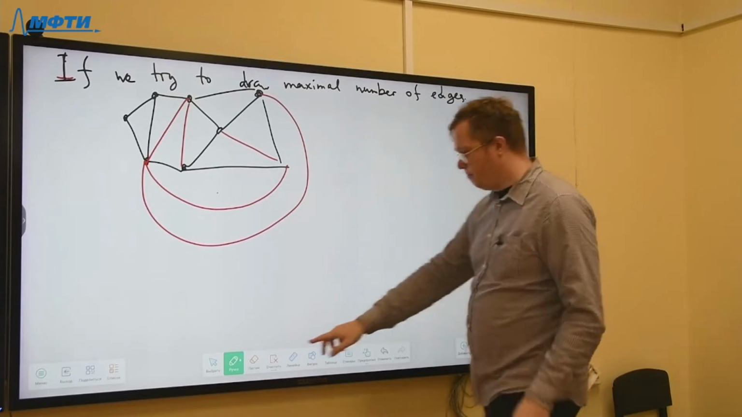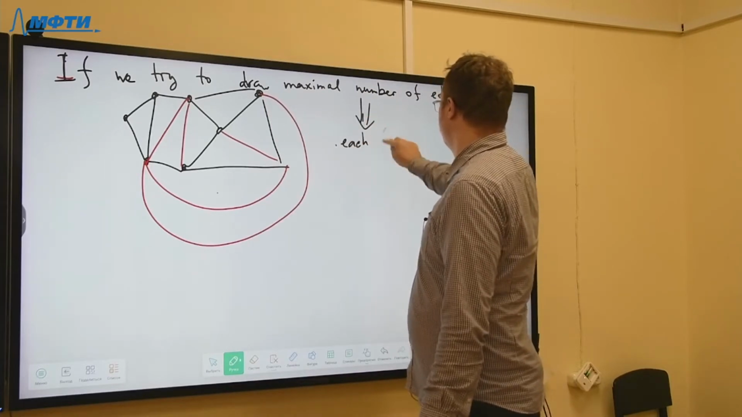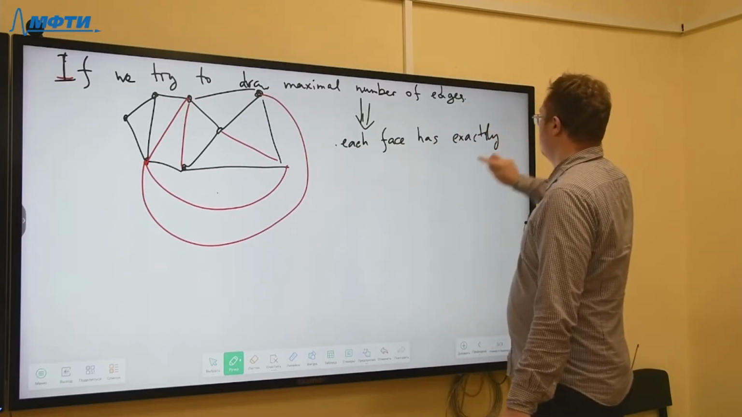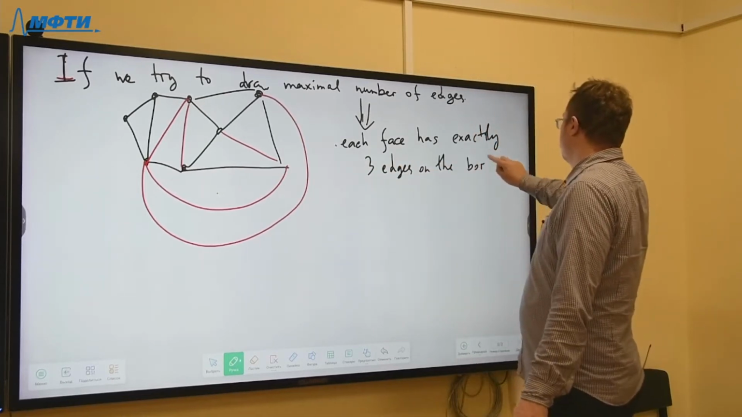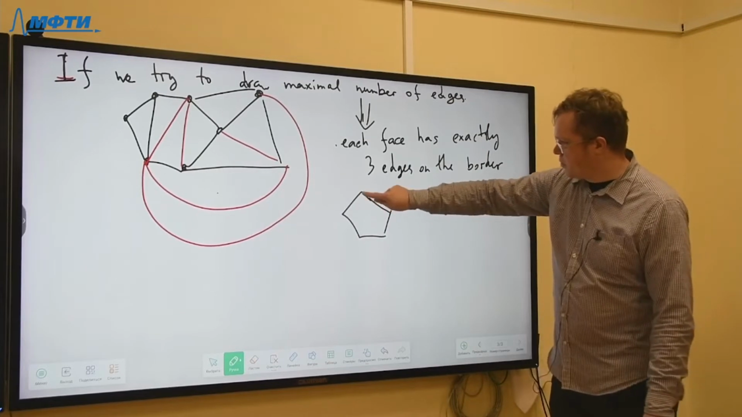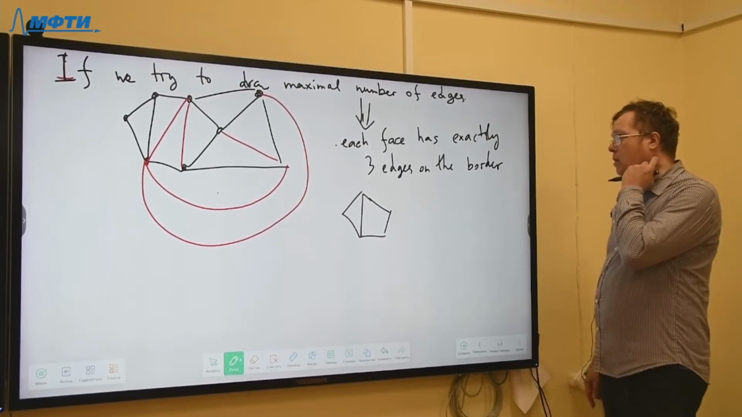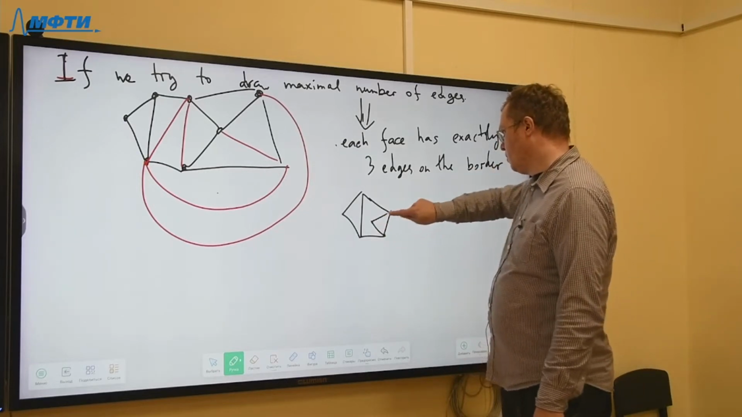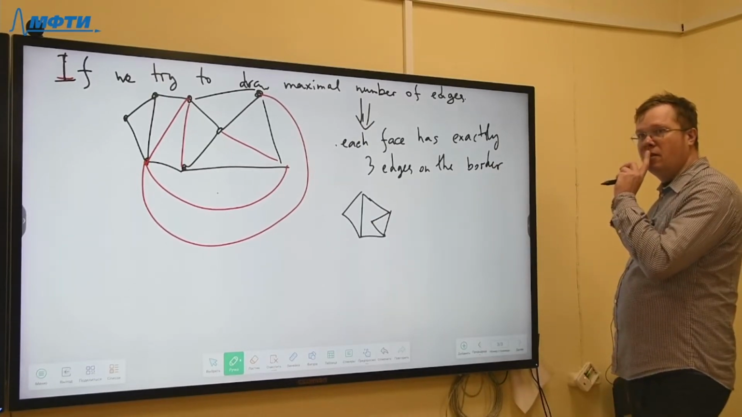So then each face has exactly three edges on the border or inside of it, because if we have a face with more than three edges, then we can draw an additional edge here. And if we have an inner edge, then we can also connect it and have more faces. So in this case, we have the maximum number of faces.